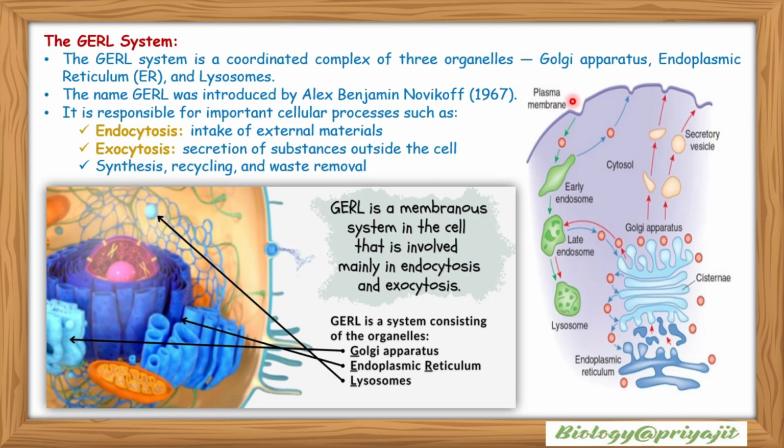This is the cell plasma membrane. This is the Golgi apparatus, and the endoplasmic reticulum. There are some lysosomes, early endosomes, and late endosomes, which ultimately form the lysosome. These are the cytosol or cytoplasmic structures, and from the Golgi apparatus, secretory vesicles move to the cell membrane.